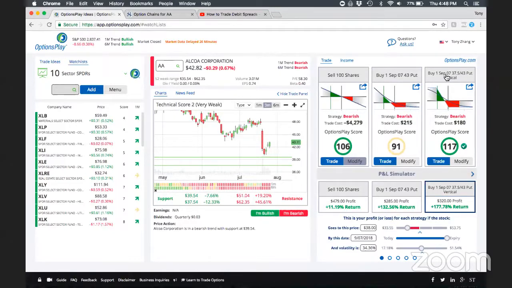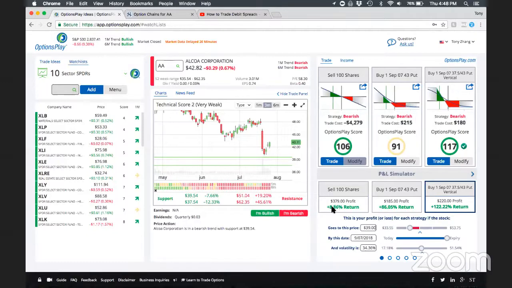So this is looking out to September 7th. We talk about going out about 5 to 8 weeks, and this is about 7 weeks out. Let's take a look at how the strategy will actually perform. Let's say we think the stock's going to go down to $39, which is only about $3 below the current price.